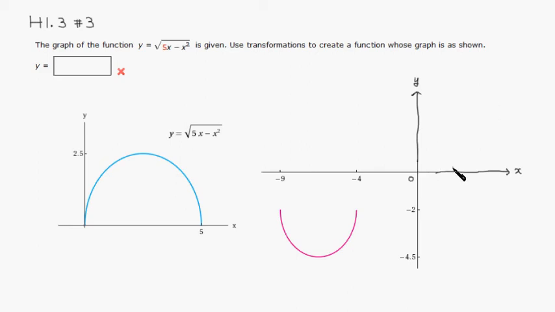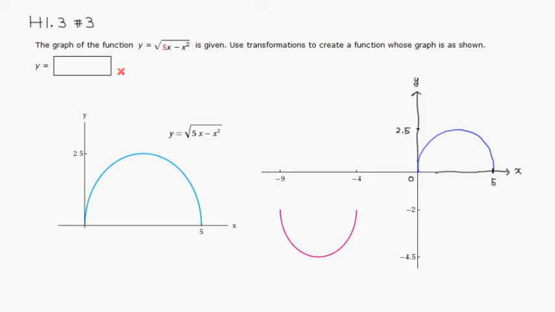So it's 5, so maybe I should mark 5 here. Let's see, around here. So this is 5, and the height is 2.5, half of that, so it's at 2.5 there. So the graph is going to look something like this. It's just a semicircle, something like that.